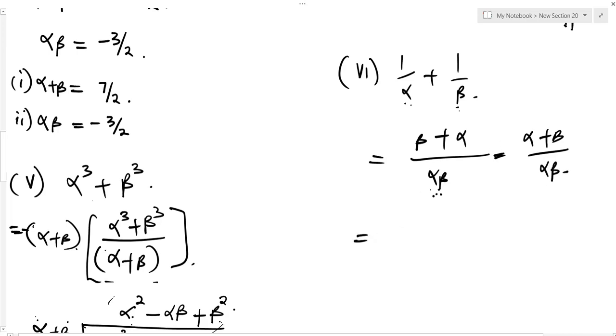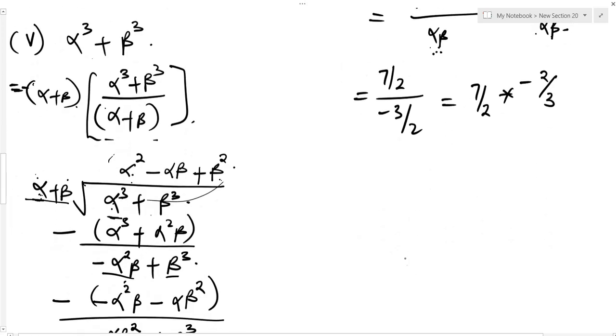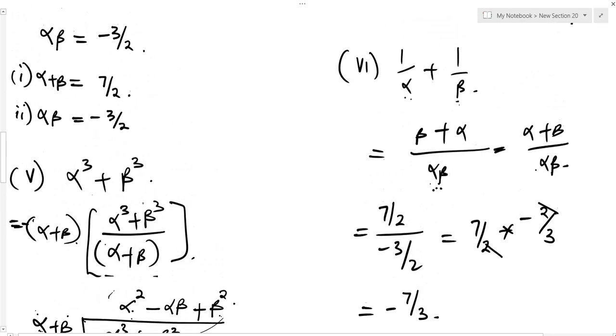So alpha plus beta is 7 over 2. Alpha beta is minus 3 over 2. So this is the same as saying 7 over 2 times minus 2 over 3, which is the same as, when you cancel this and this, you have minus 7 over 3. This is the answer for that.